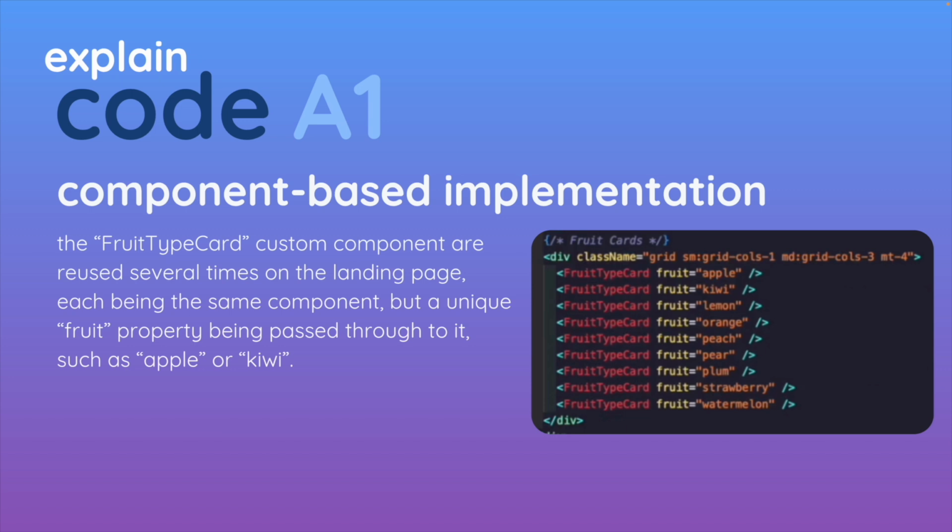So I'm going to explain two parts of code. We're going to start with the component-based implementation, which is very key to React, the library rather. The fruit type card was one of the components that I created, and I reused it several times, specifically on the homepage, where you can see I used it a lot. This is for each of the different fruits. It's the same component being used over and over again, but we just pass in a unique fruit property: apple, kiwi, lemon, orange.